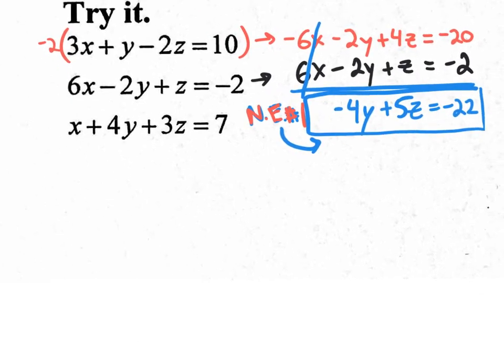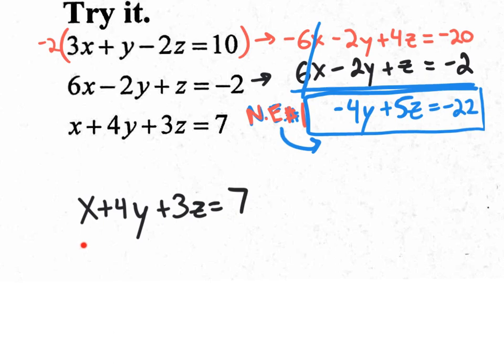Just to make it more understandable, I'm going to rewrite this one down here. Okay, let me rewrite it. So this is the one I haven't used yet. I just rewrote it because I'm going to use it now. Now, I need the same variable to cancel. What variable canceled over here? X's. I need the x's to cancel also.